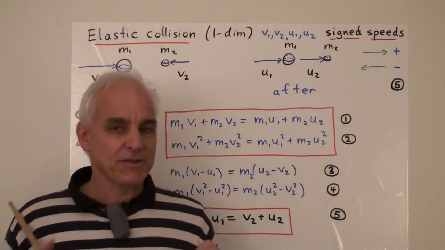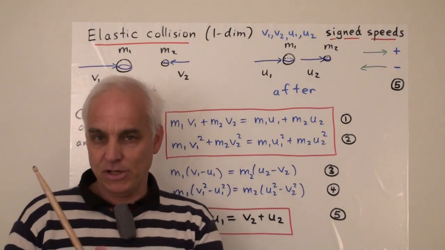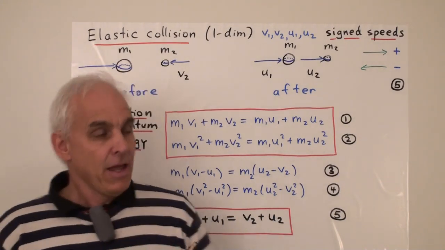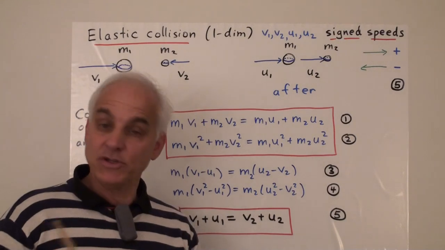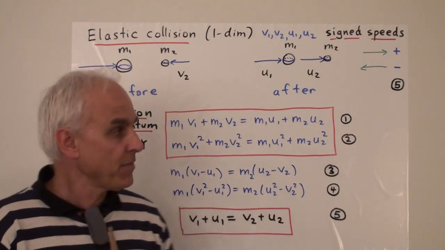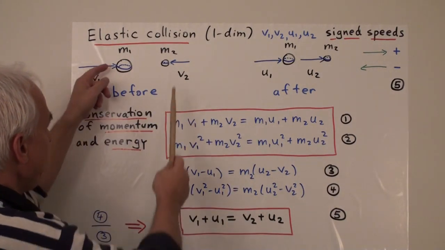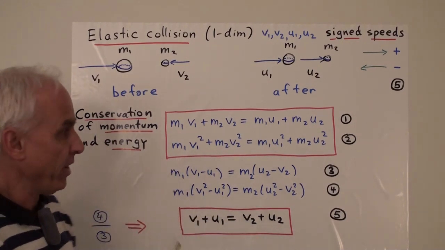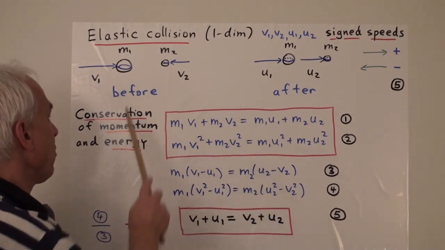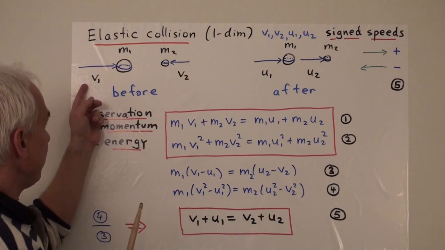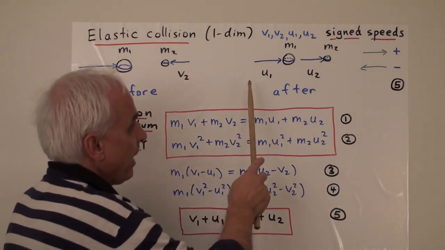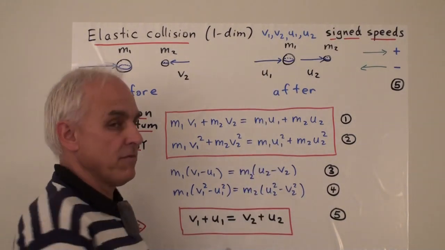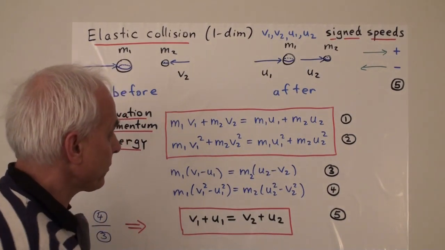All right, so let's go back to this main example of an elastic collision that we want to understand. We want to analyze this using a little bit of linear algebra together with these conservation laws. So we have two particles with masses M1 and M2, and they're heading towards each other and they're going to collide. And they have initial velocities V1 and V2. And after they collide, they have final velocities U1 and U2.